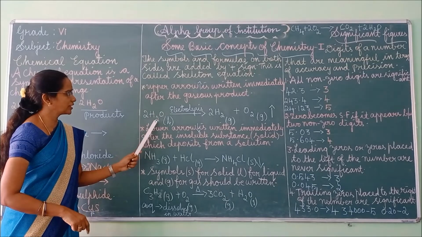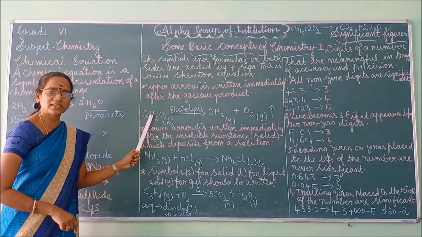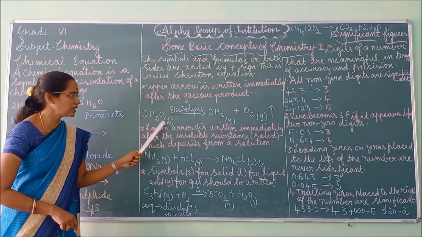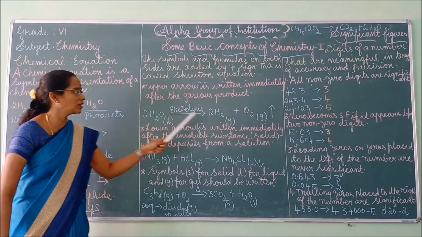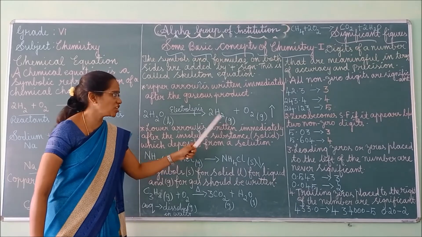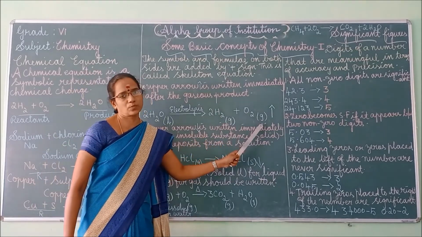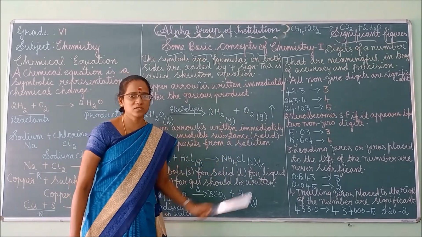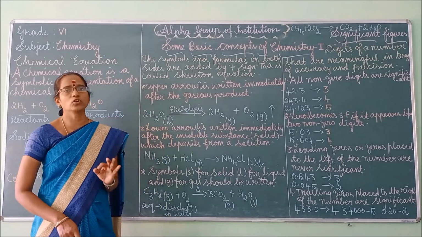For example, you can take 2H2O, which is nothing but a liquid substance, water, isn't it? So we have to put L here. And hydrogen H2 is a gas, that's why we are putting G. And oxygen is a gas, we are putting G like that. Understood, children? These 3 rules you have to remember.